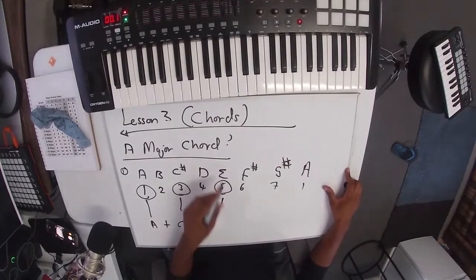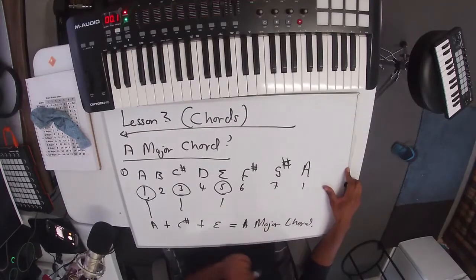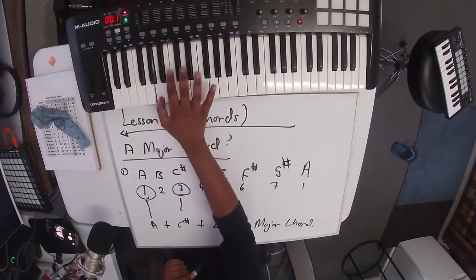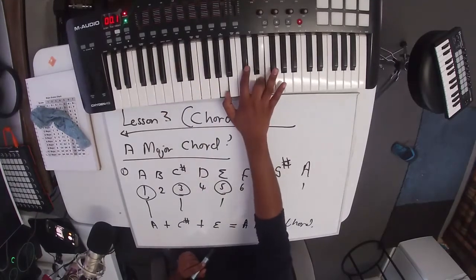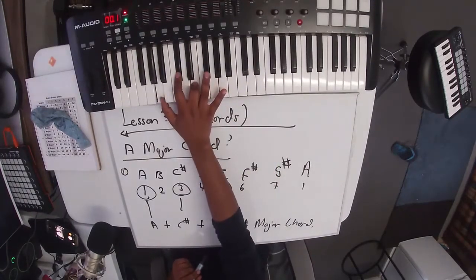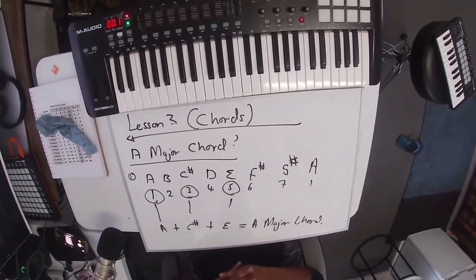Plus E will give you an A major chord. So that would be A plus C sharp plus E, A major chord. So A, C sharp plus E. So that is the first way you can actually figure out what the major chords are.